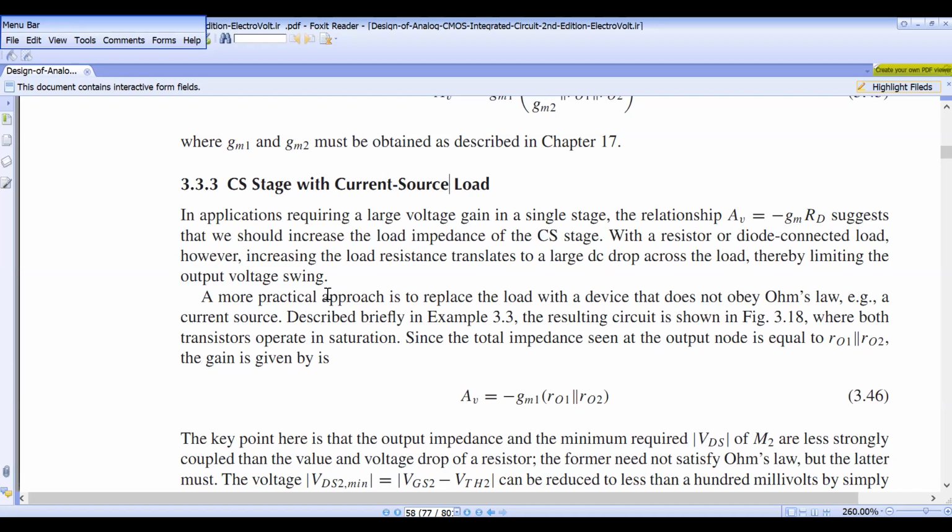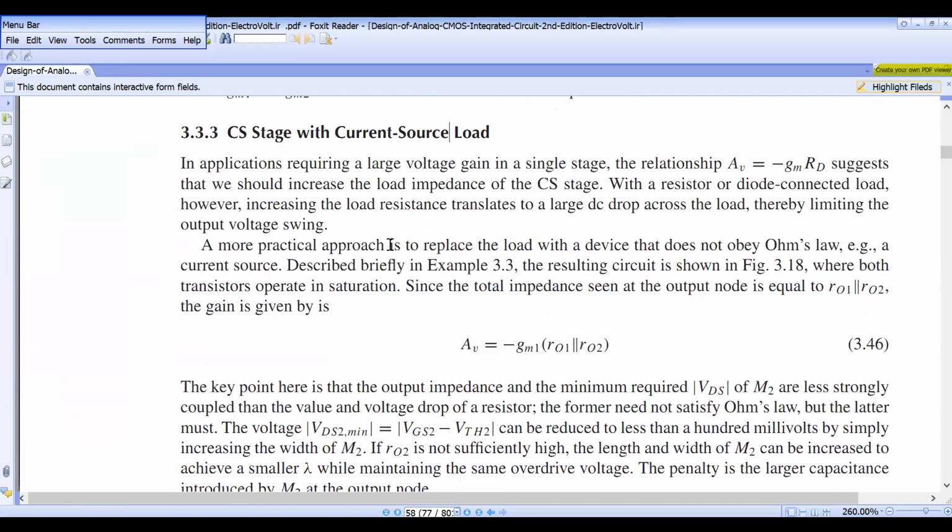So a more practical approach is to replace the load with a device that does not obey Ohm's law. The earlier two circuits depend on Ohm's law, but the circuit we are going to do should not follow Ohm's law. According to Ohm's law, when RD is more, the drop will be more and the output will be less.